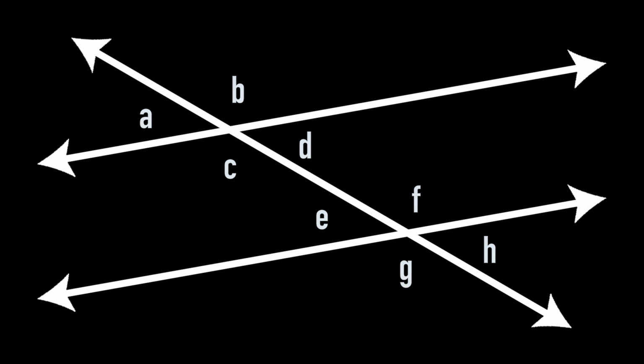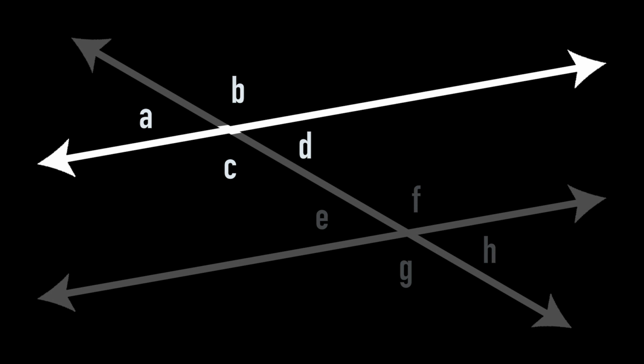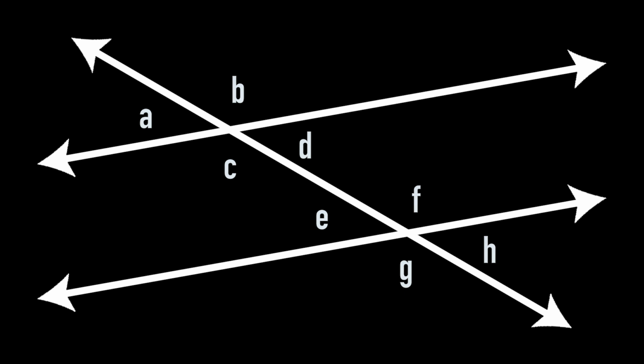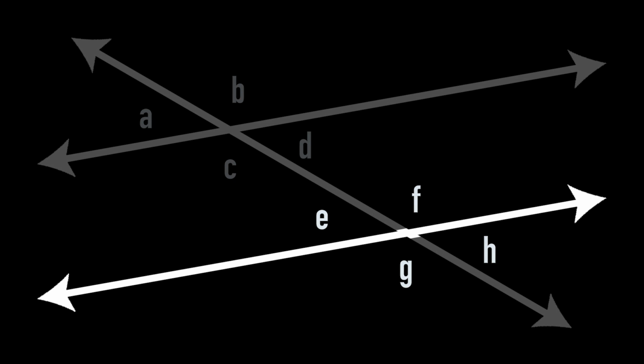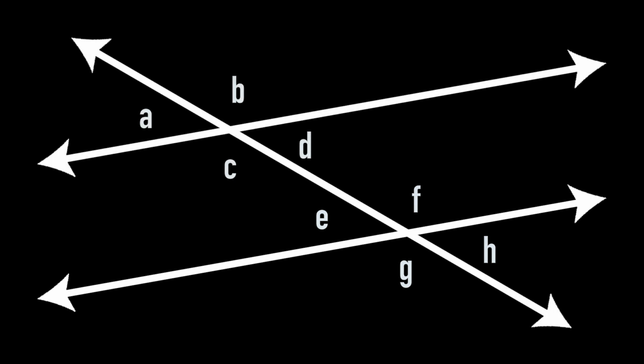Now, I want you to notice something interesting. Keep in mind that the parallel lines are going the exact same direction. Also keep in mind the direction the transversal is going doesn't change when it crosses one parallel line and then the other. Because of this, the angles formed by the transversal's intersection with this line, angles A, B, C, and D, will have corresponding angles with similar values formed by the transversal's intersection with this parallel line, angles E, F, G, and H.